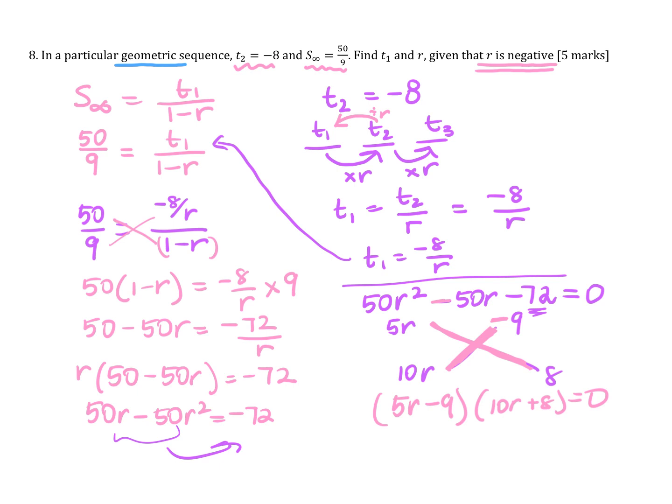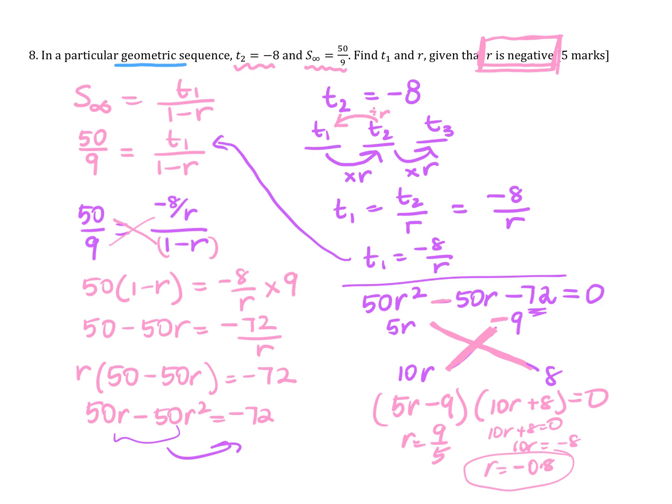So here I have r equals 9 on 5. What is it? 10r plus 8 equals 0. 10r equals negative 8. r equals negative 8 over 10, which is negative 0.8. And there I've got two solutions. Now I'm told, here it is, r is negative. So this is the solution that I'm looking for.